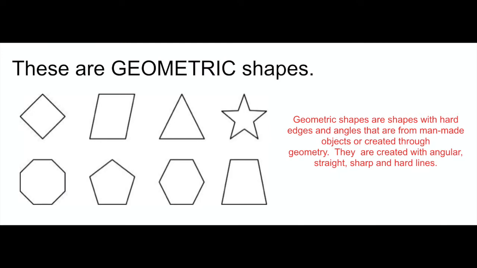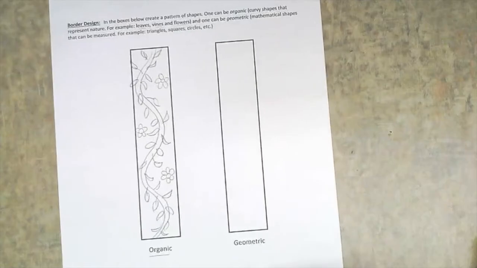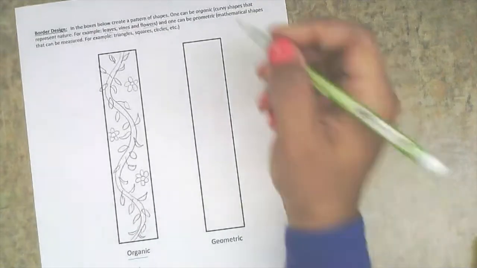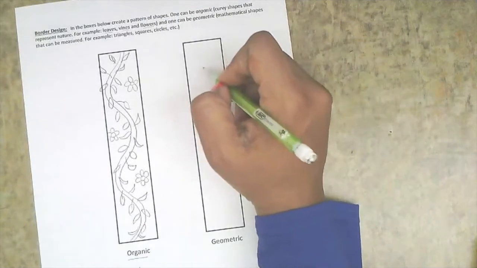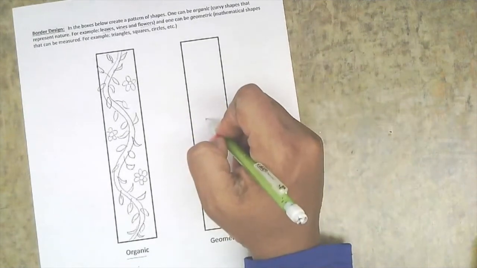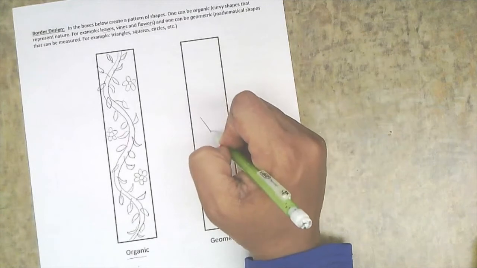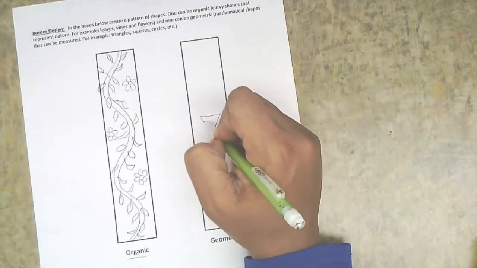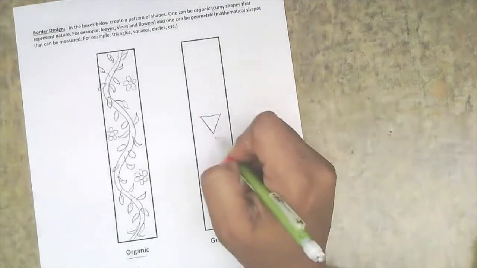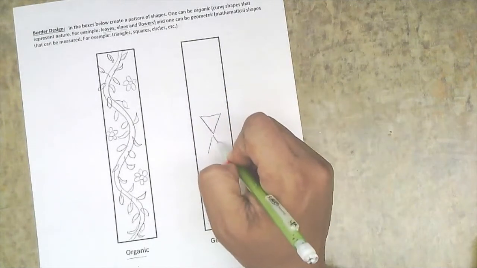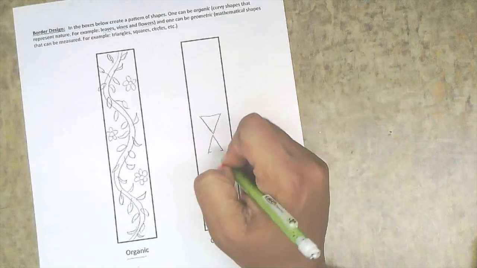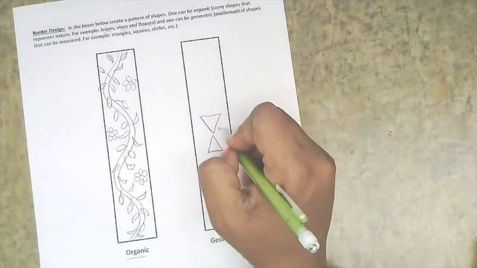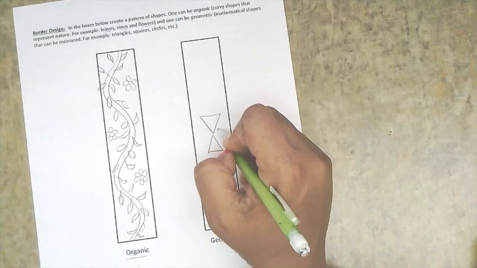For the next column, you're going to create geometric shapes, and these are ones with straight lines and corners. You're going to start somewhere in the middle with a square or a triangle or a diamond, and then repeat that shape in a symmetrical pattern from top to bottom. That means whatever shape you create at the bottom, you will want to duplicate that in the space above. So notice how these two triangles are pointed in opposite directions.